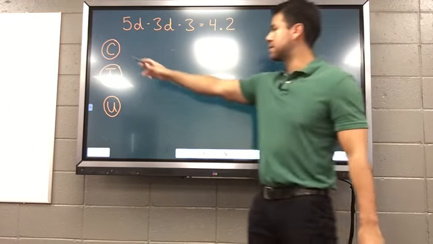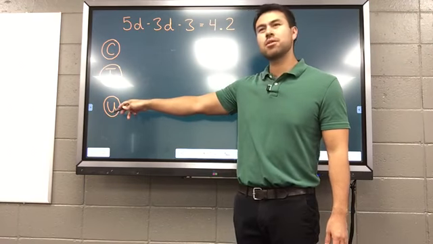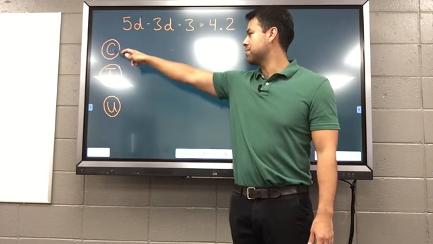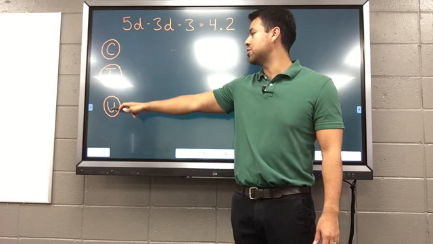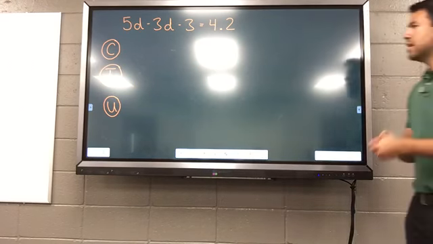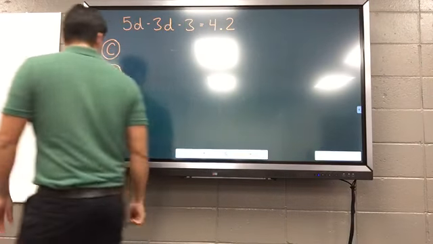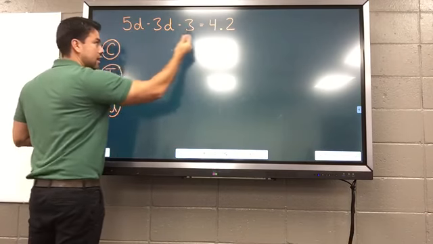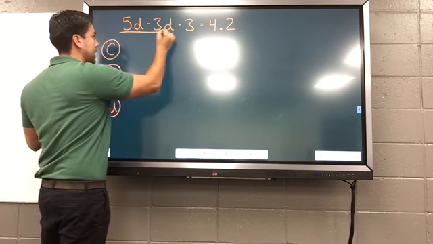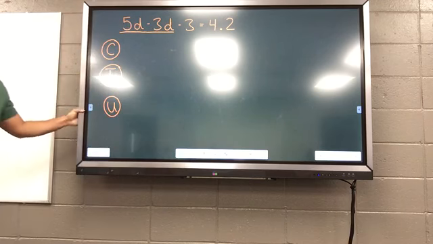Do you notice how I put C, I, and U? Does anyone know what that might stand for? Combine, identify, undo, and then my next screen, guess what it's going to be? Check. Good. Okay. First, I want to combine like terms. So looking at this equation, guys, are there any like terms on either side? 5d and 3d. Okay, these are like terms right here.